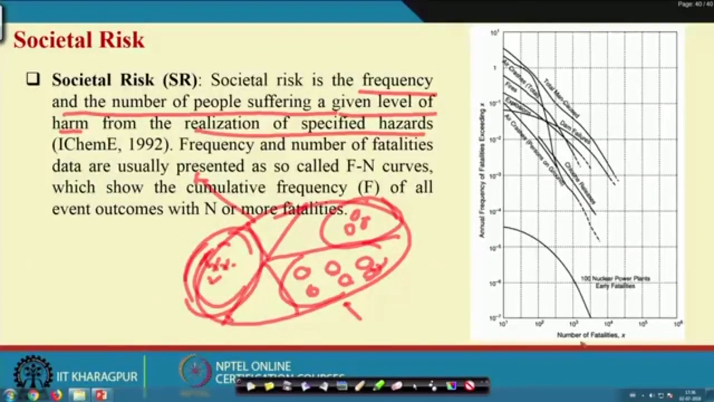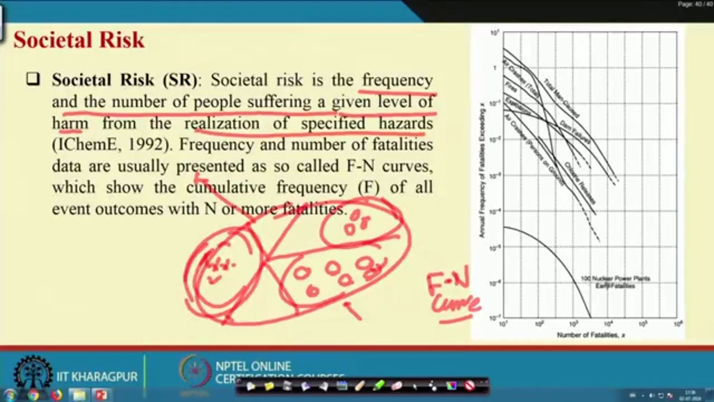So, we basically create a curve called the FN curve. What is the FN curve? That we will discuss later, but for the time being, this is a measure of societal risk, not like the individual part that you have seen earlier.